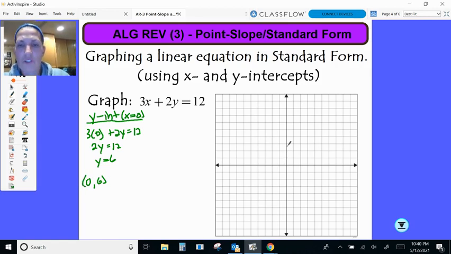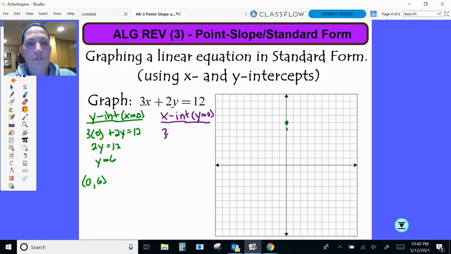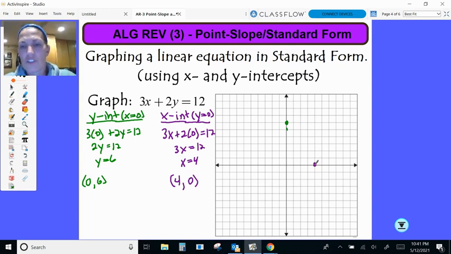So we come up here, 1, 2, 3, 4, 5, 6. Right here. Okay, now we're going to find our x-intercept. What value on my x-axis has my y value equal to 0? So y is equal to 0 this time. We substitute 0 for y, so 3x plus 2 times 0 equals 12. So 3x equals 12, so x is going to be equal to 4. This time my coordinate will be 4 and then 0 for y. So 1, 2, 3, 4, 0 for y.